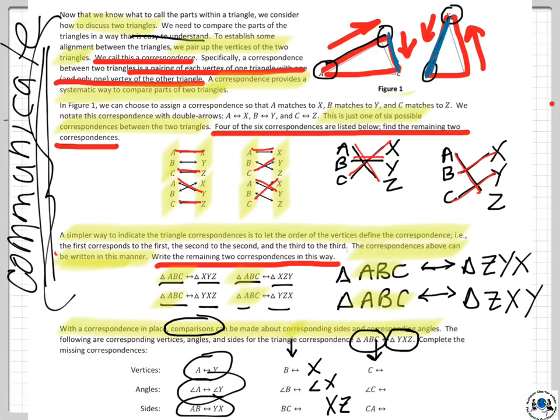Let's move on to C. Vertex C corresponds to vertex Z, and angle C to angle Z, and then the line CA corresponds to the line ZY. Boy, C and Z sure sound a lot alike. That's the reason I should use Z. So side CA corresponds to side ZY.